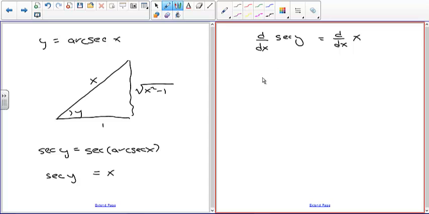So the derivative of the secant is the secant of y times the tangent of y. And then you multiply by y prime. The derivative of x with respect to x is 1. And we solve for y prime. You'll get 1 over the secant of y times the tangent of y.